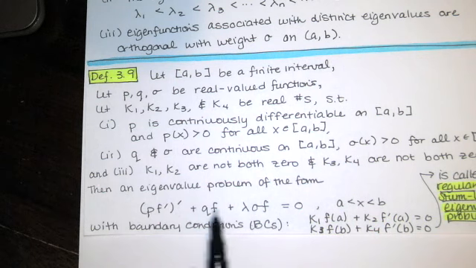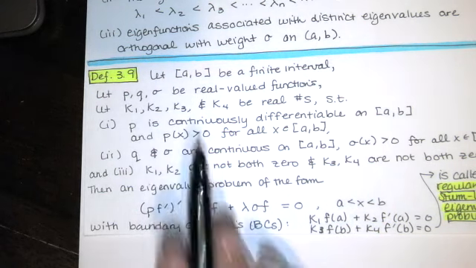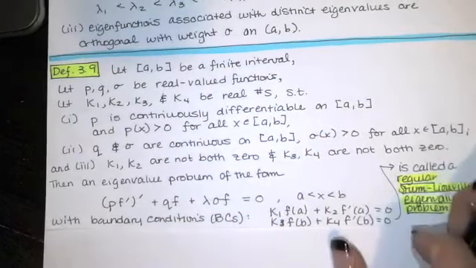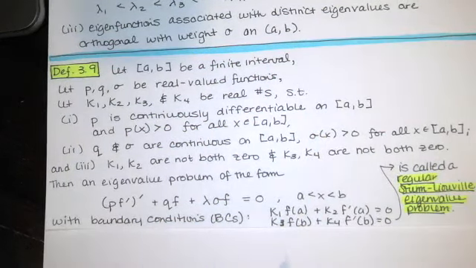So as long as these two functions are continuous, and this function p is continuously differentiable so that you can take this derivative and everything makes sense, and we also want that function to be positive, and we want sigma to be positive on the interval that we're interested in. As long as all of that's true, then this is what's called a regular Sturm-Liouville problem, and it's an eigenvalue problem. Now, the rest of what we're going to talk about is really straight from the book.